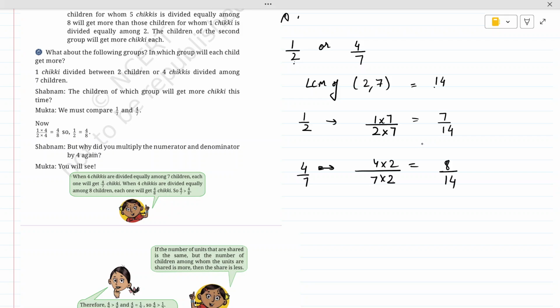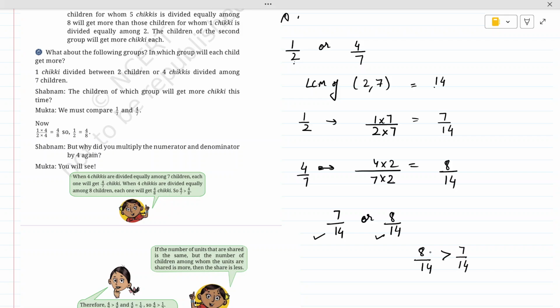Right? So we have two fractions to compare. 7 by 14 is greater or 8 by 14 is greater. Since the denominator is same, so the number with the greater numerator will be greater. Okay, so we will write 8 by 14 is greater than 7 by 14.